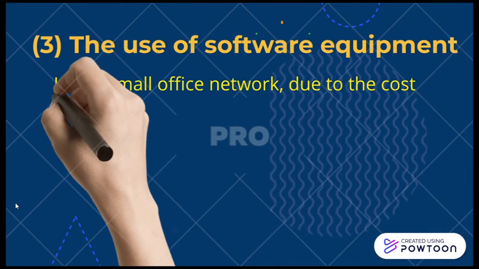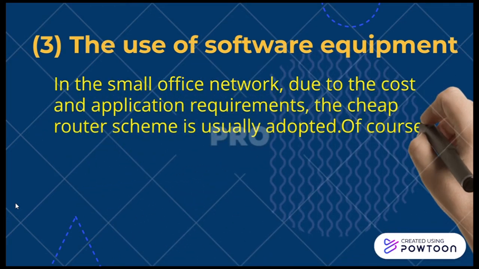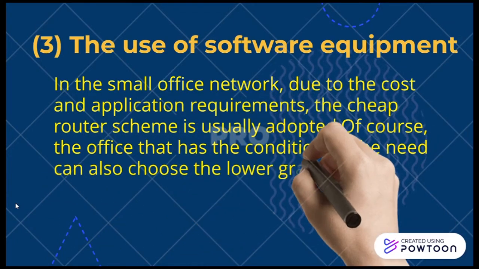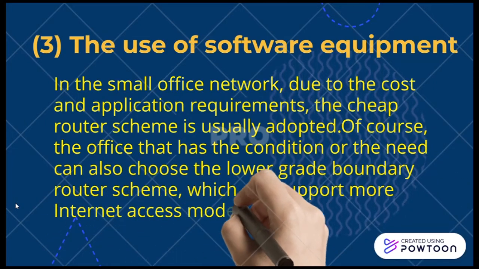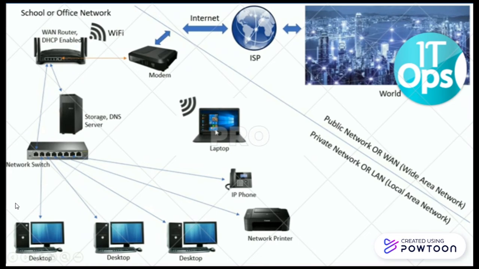In the small office network, due to cost and application requirements, a cheap router is usually adopted. Of course, an office that has the condition or the needs can also choose a lower-grade boundary router, which can support more internet access modes. This is an example of a small office network.